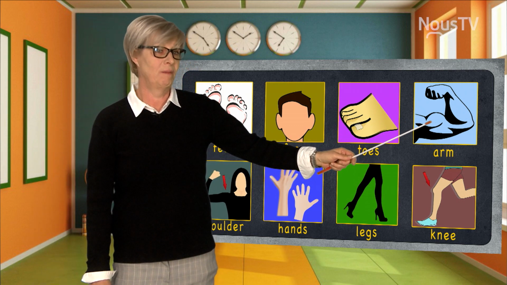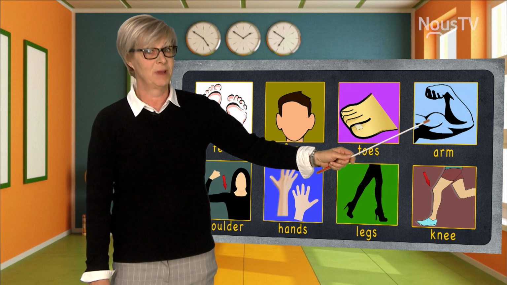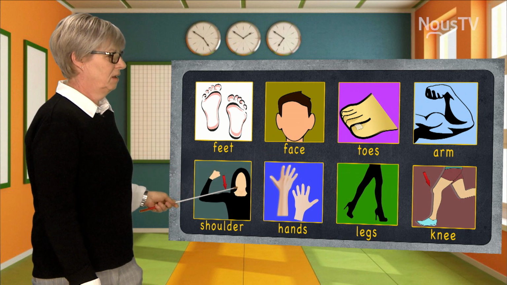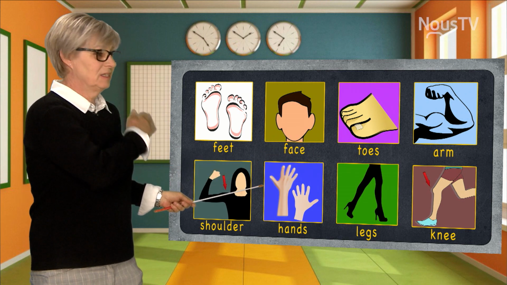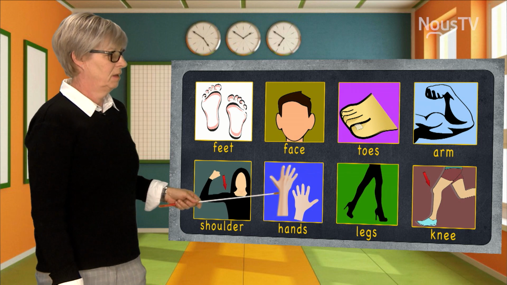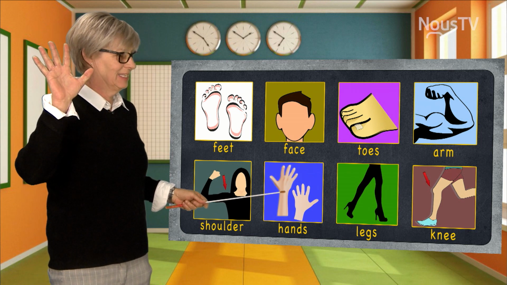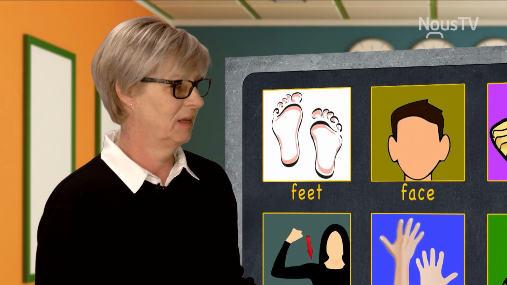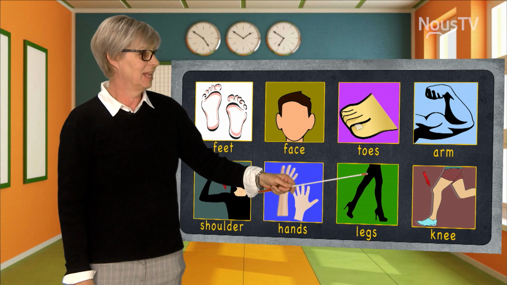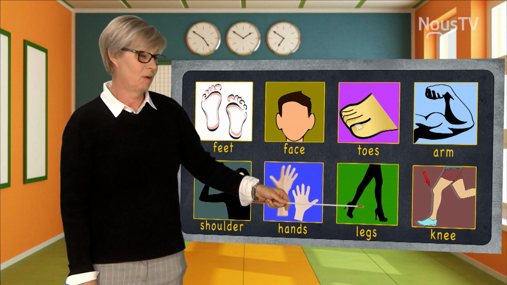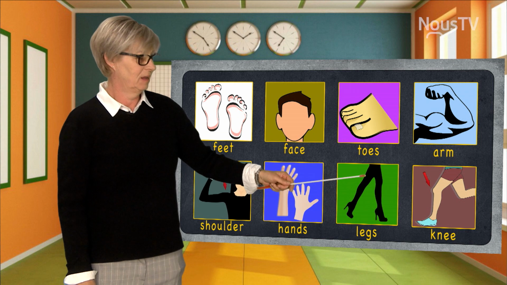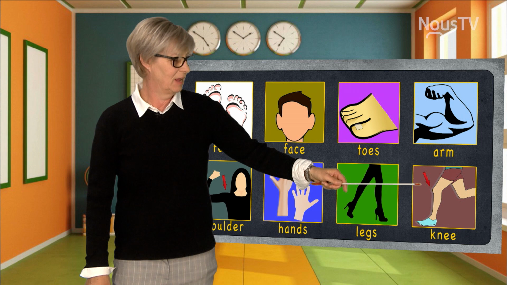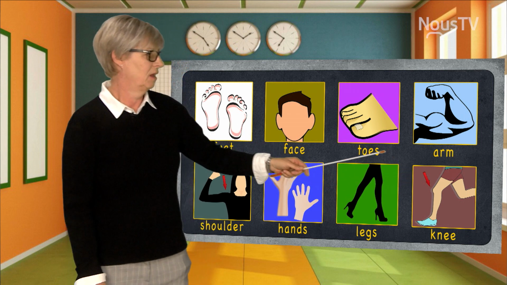Here is an arm. Now I think this man is very strong. Your shoulder. Here we have hands, your hands. What you write with is your hands. Legs. Now I think these are women's legs. And you've got your knee. The knee.